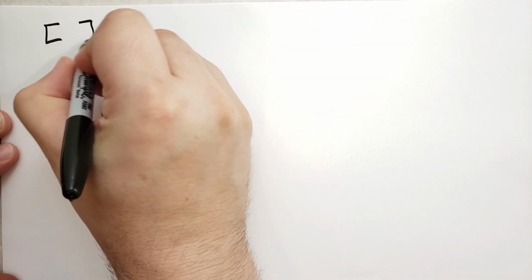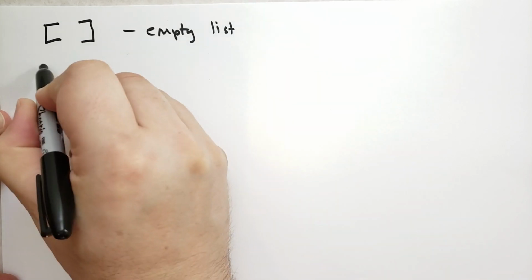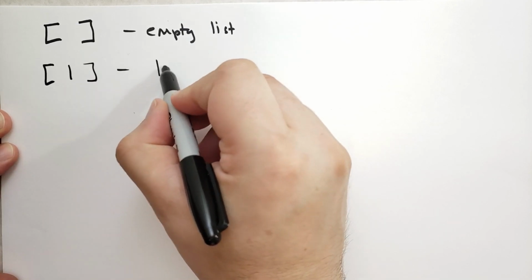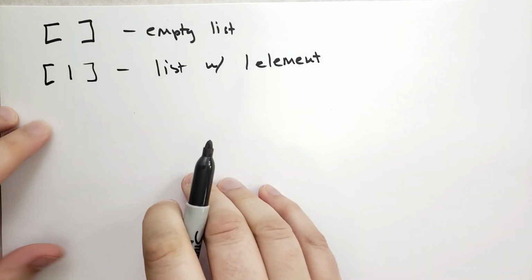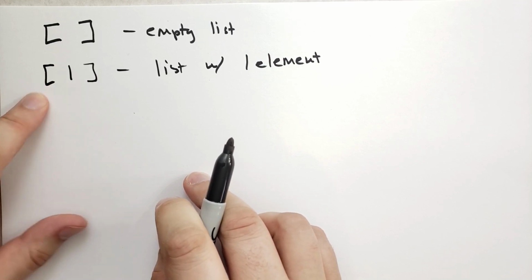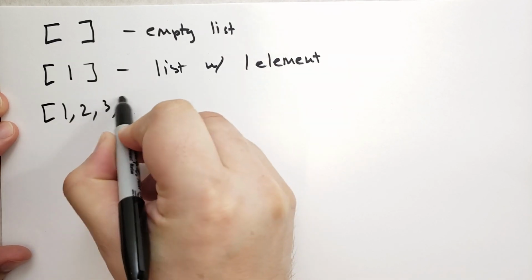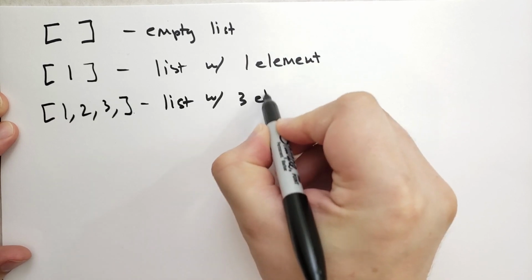In Python, you define a list much like you do a tuple, except you only use the square brackets. So this would be an empty list. And you can have some value in there, let's say the number 1, and that would be one element. Note that unlike for tuples, you don't need a comma at the end because there's no confusion with parentheses. You can also have multiple elements, of course, 1, 2, 3, and you can put optional commas at the end if you want to. That's a list with 3 elements.